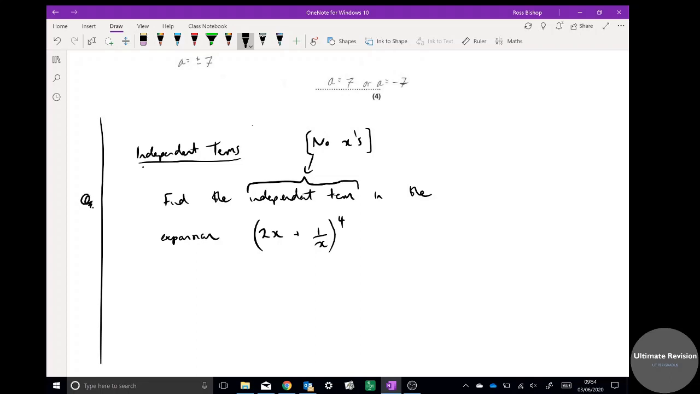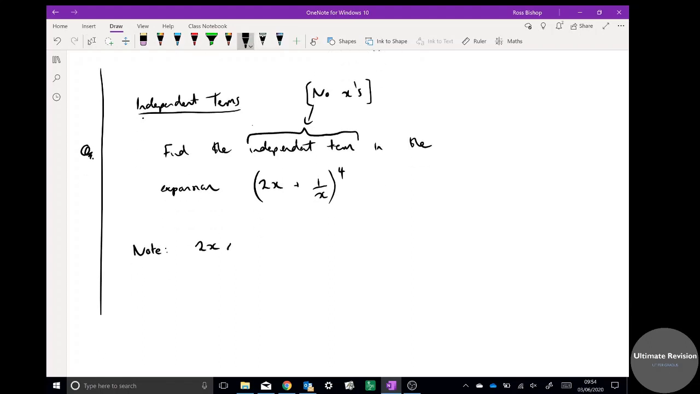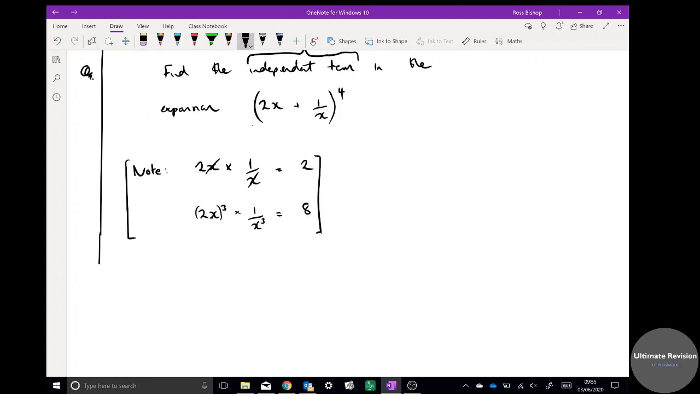Now you might think, well, we've got x's in both here, we're never going to get an independent term. But you'll note that if I do 2x times 1 over x, can you see the x's cancel out? So I'll end up with 2. That would be an independent term, 2. Likewise, if I had (2x) cubed times 1 over x cubed, the x's will cancel out and I'd end up with 8 there. The x cubes cancel on the top and the bottom. And we're going to use this fact to work out the independent term for this expansion.